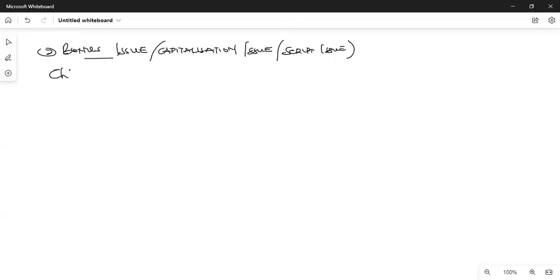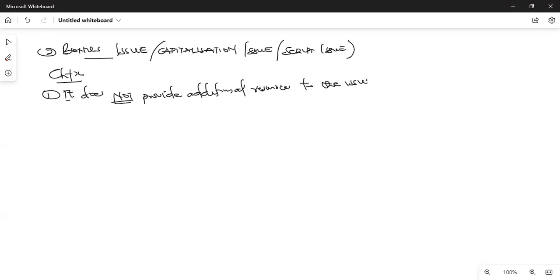Now, the characteristics of bonus issue you will see is that, number one, there is no additional resources to the issuer. It is a bonus issue and you don't get any money for it. So we say that the characteristic of a bonus issue is that it does not provide additional resources to the issuer. The one who issued the bonus issue doesn't actually get any additional resource. There is no introduction of cash.